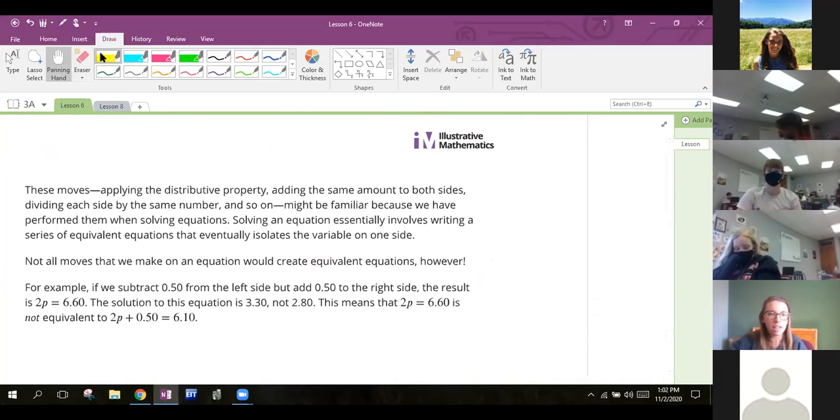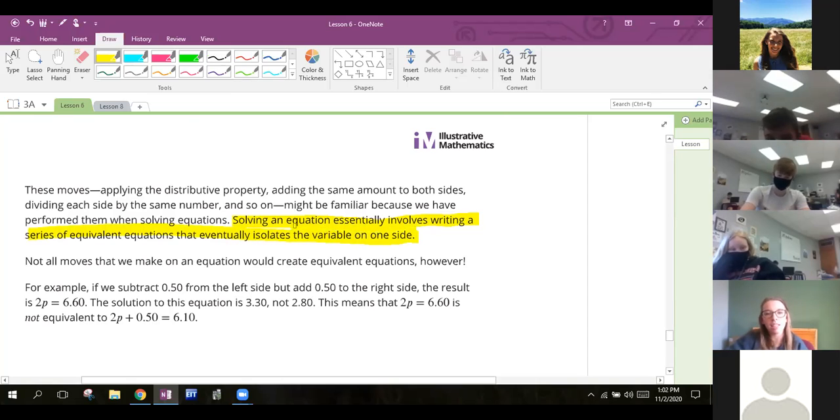All right. These moves, applying the distributive property, adding the same amount to both sides, dividing each side by the same number, and so on, might be familiar because we have performed them when solving equations. Solving an equation is essentially writing a series of equivalent equations that eventually isolate the variable.